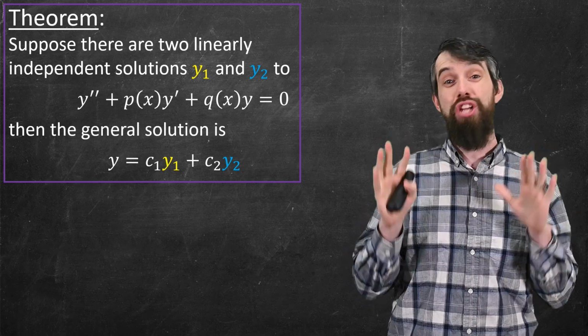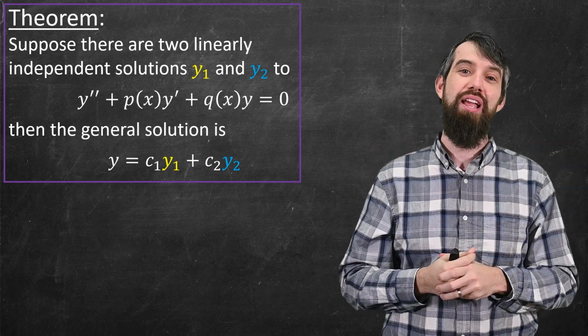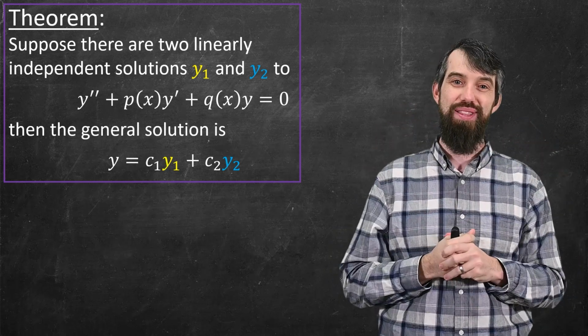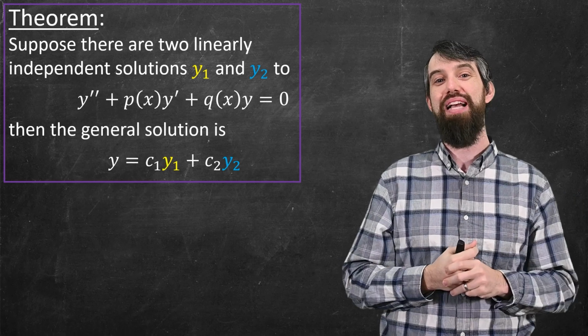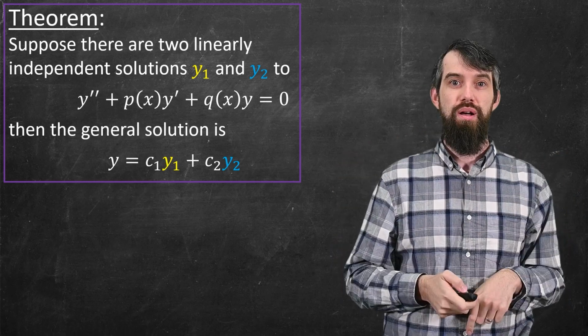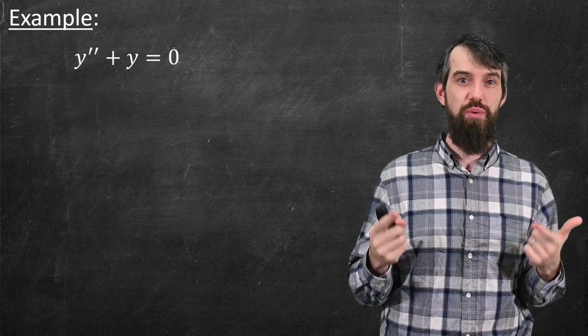And again, this will generalize into the nth order, where if you have an nth order differential equation and you have n linearly independent solutions, then any solution could be written as the linear combination of those n linearly independent solutions. All right, so let's illustrate this principle with an example.